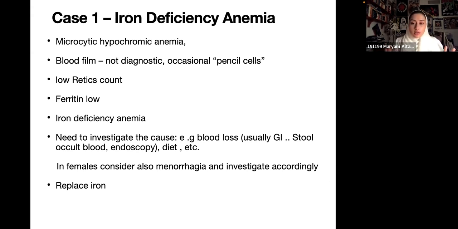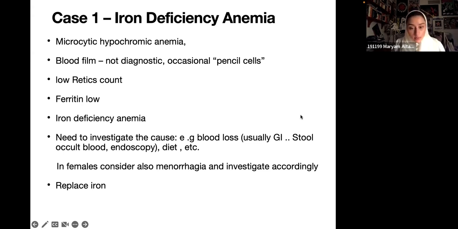So generally, this is how iron deficiency anemia is going to present. It's a microcytic hypochromic anemia. The blood film is not diagnostic, but you can see pencil cells, which I'll show you in the next slide. Remember, low reticulocyte count. Your body is not able to make those RBCs. Low ferritin. And you need to investigate the cause.